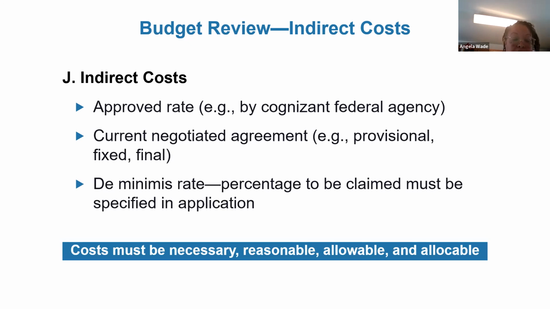If you don't have an approved indirect cost rate agreement, you may elect to use the de minimis rate. If you are using the de minimis rate, you need to indicate that in your application when you're submitting it, and also indicate the percentage that you are using with that. You are able to use up to 10% of modified total direct cost if you are utilizing the de minimis rate. Next slide, please.